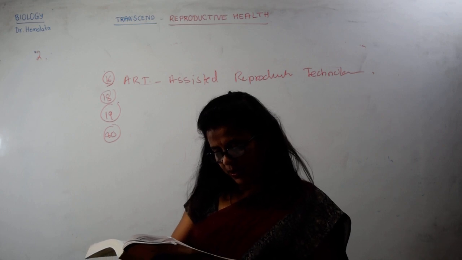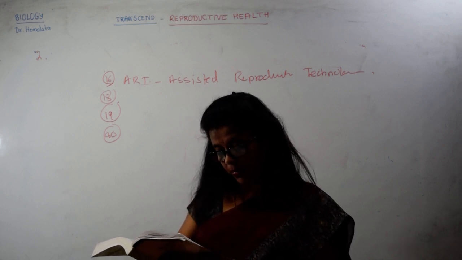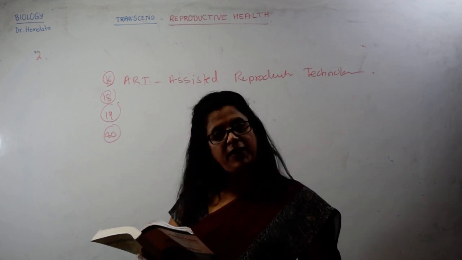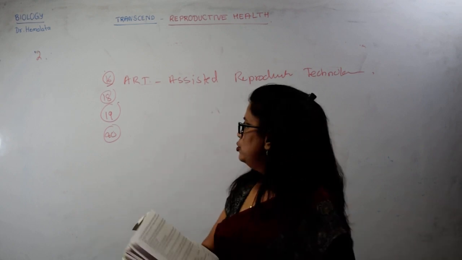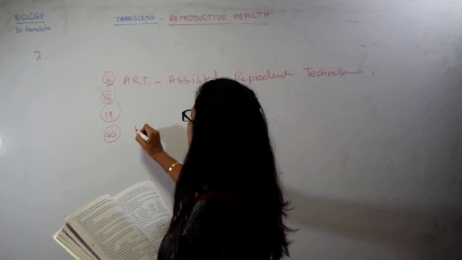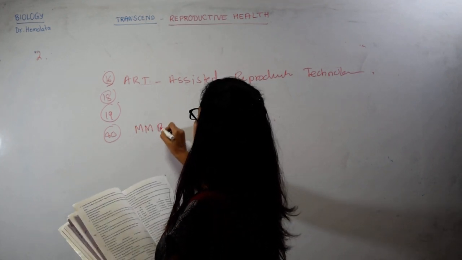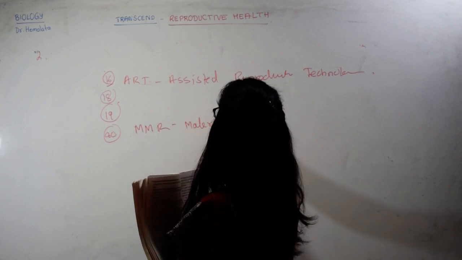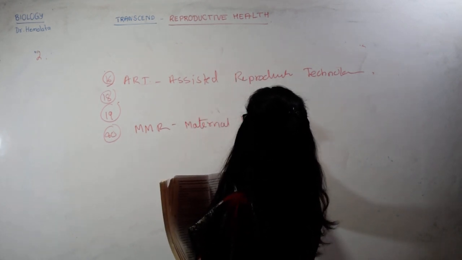Then they are saying rapid increase in MMR. What is MMR? It is maternal mortality rate. Right? So remember, this word will be asked. MMR. What is it? It is nothing but maternal mortality rate.